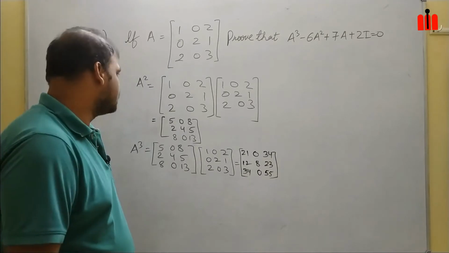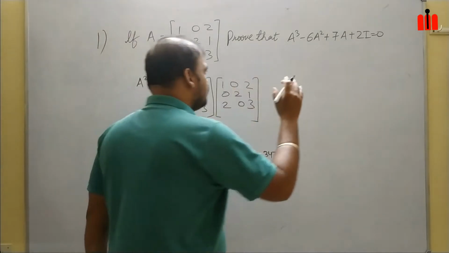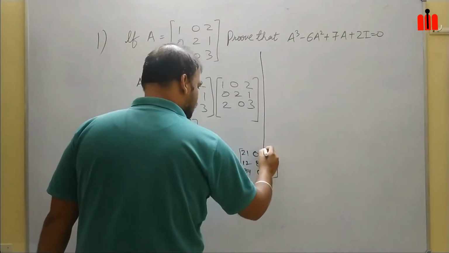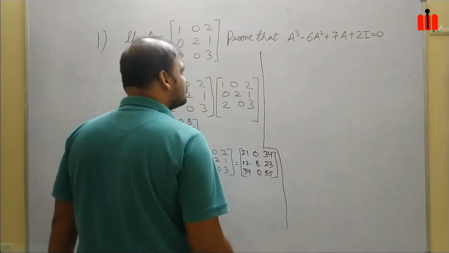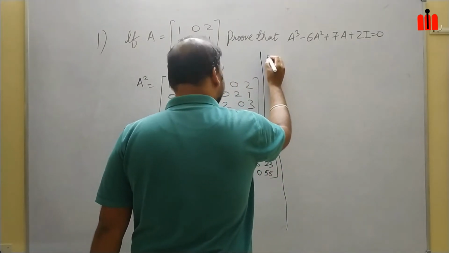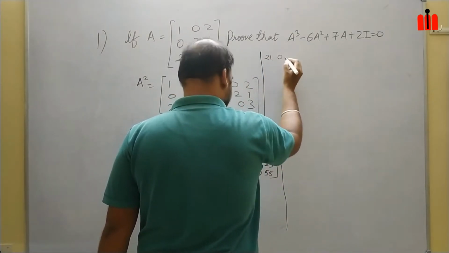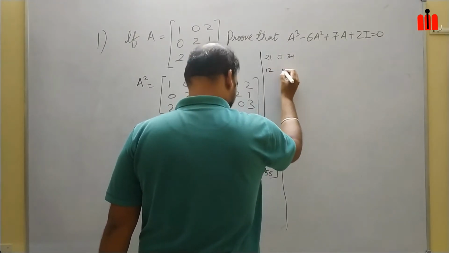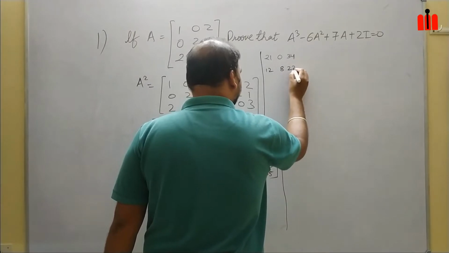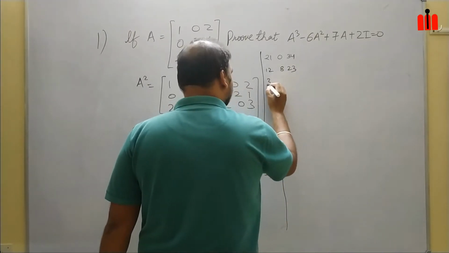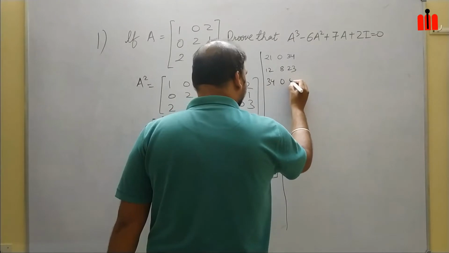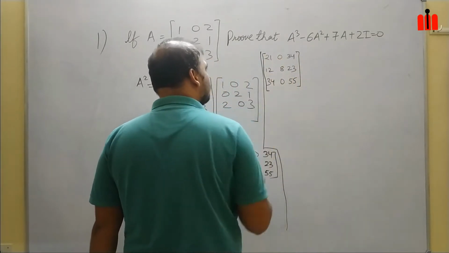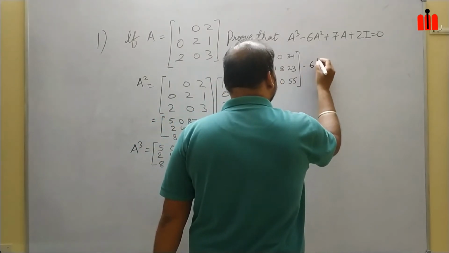Okay, now let's come to this problem, which is we have to prove that. So we have to prove that A cube. So A cube will be 21 0 34, 12 8 23, 34 0 55. This will be my A cube. What is next? 6A square.